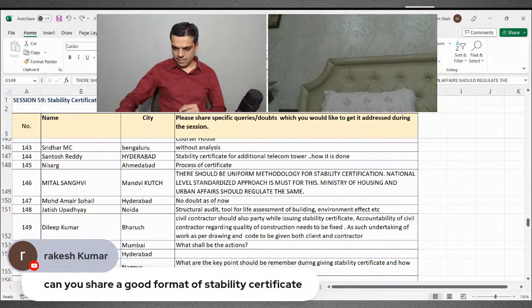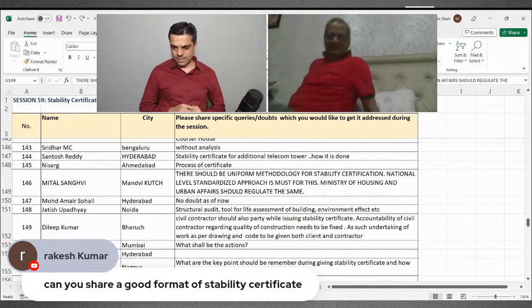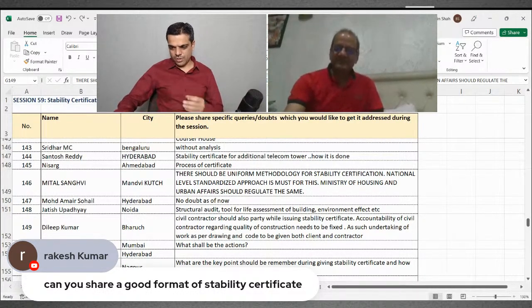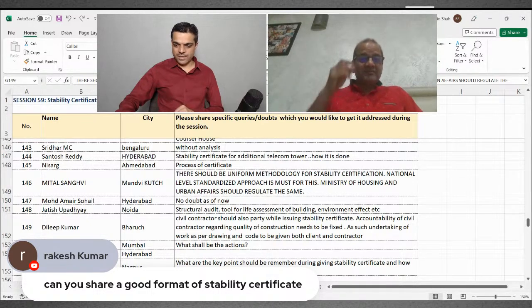Meanwhile, a question from Rakesh Kumar: can you share a good format of stability certificate? As the number of queries is increasing, we'll try to prepare a standard or draft format for discussion.